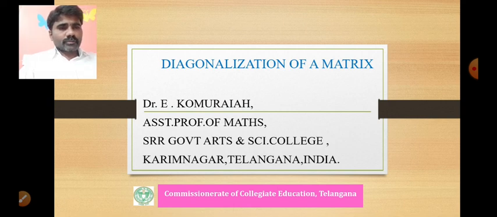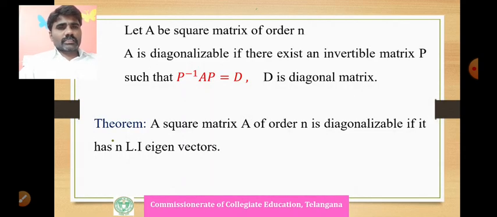Today, we are going to discuss diagonalization of a matrix and its applications. Now, let us take a square matrix A of order n. Then the matrix A is diagonalizable if there exists an invertible matrix P such that P inverse AP equals D, where D is a diagonal matrix. Otherwise, A is said to be diagonalizable if A is similar to a diagonal matrix.